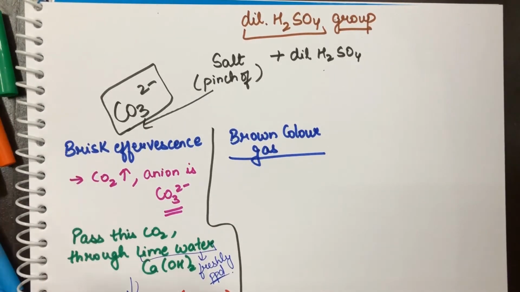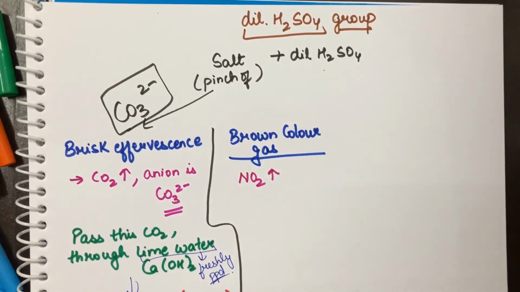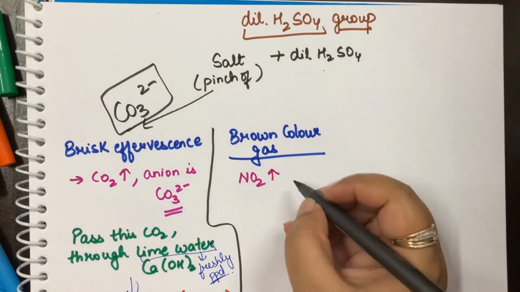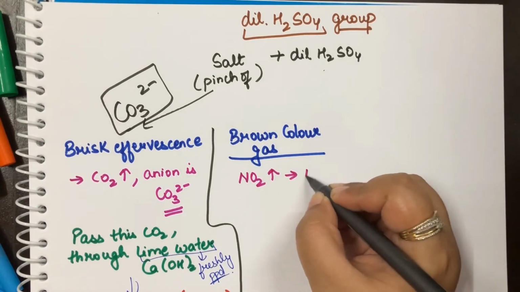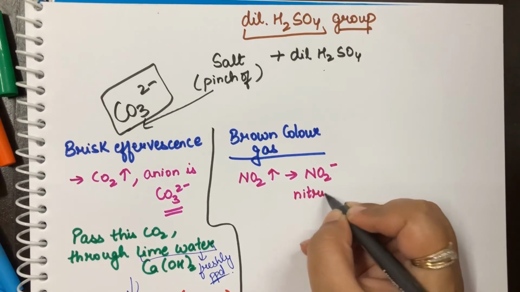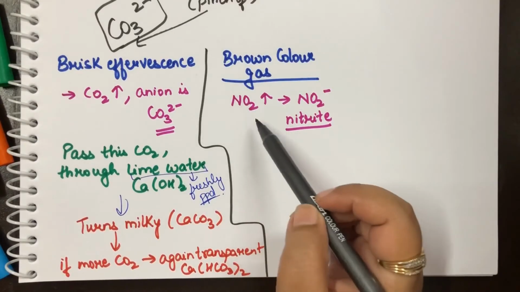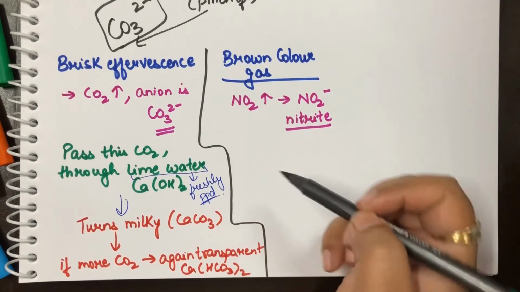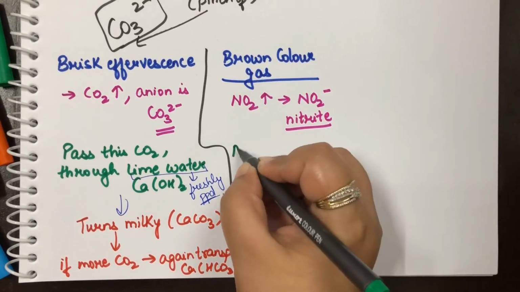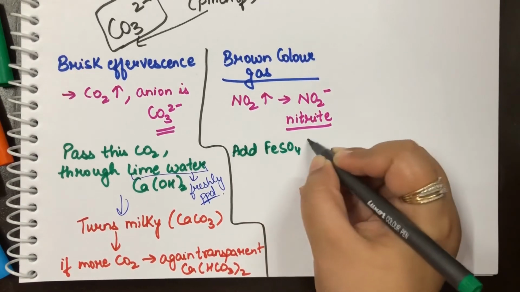This will indicate that now NO2 is being released. Okay, and the ion here is going to be NO2 minus, which is called the nitrite ion. Now, once you saw that NO2 gas, which is a little brown in color, is escaping out, what you will do is add ferrous sulfate solution to it.